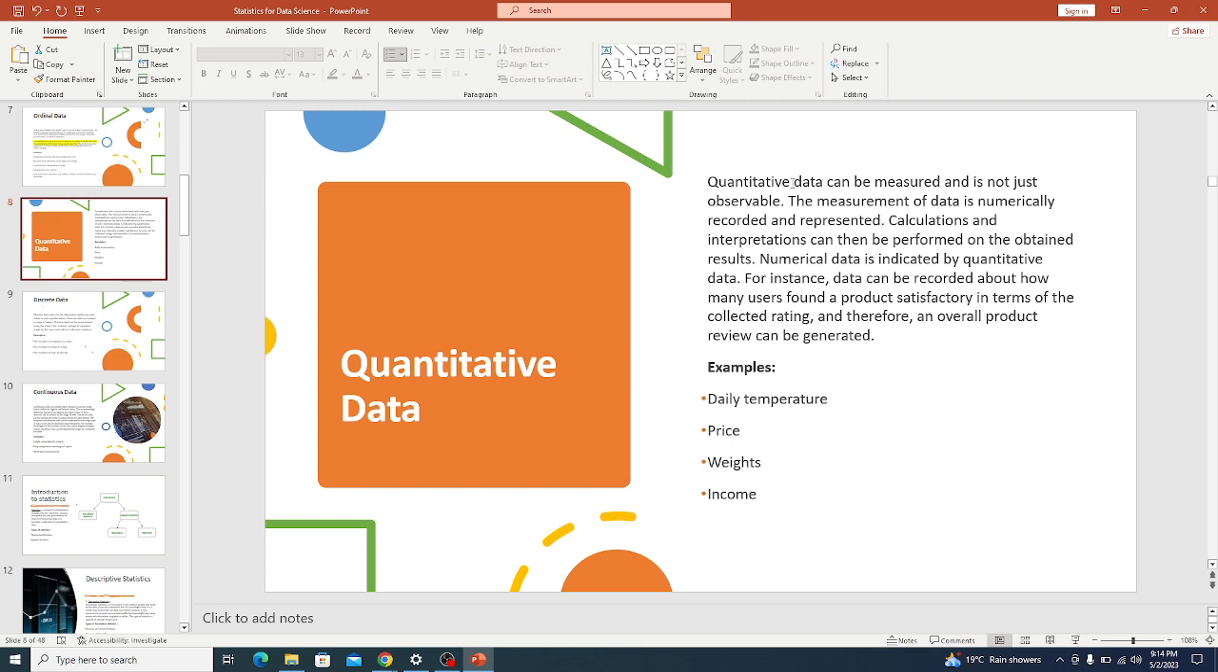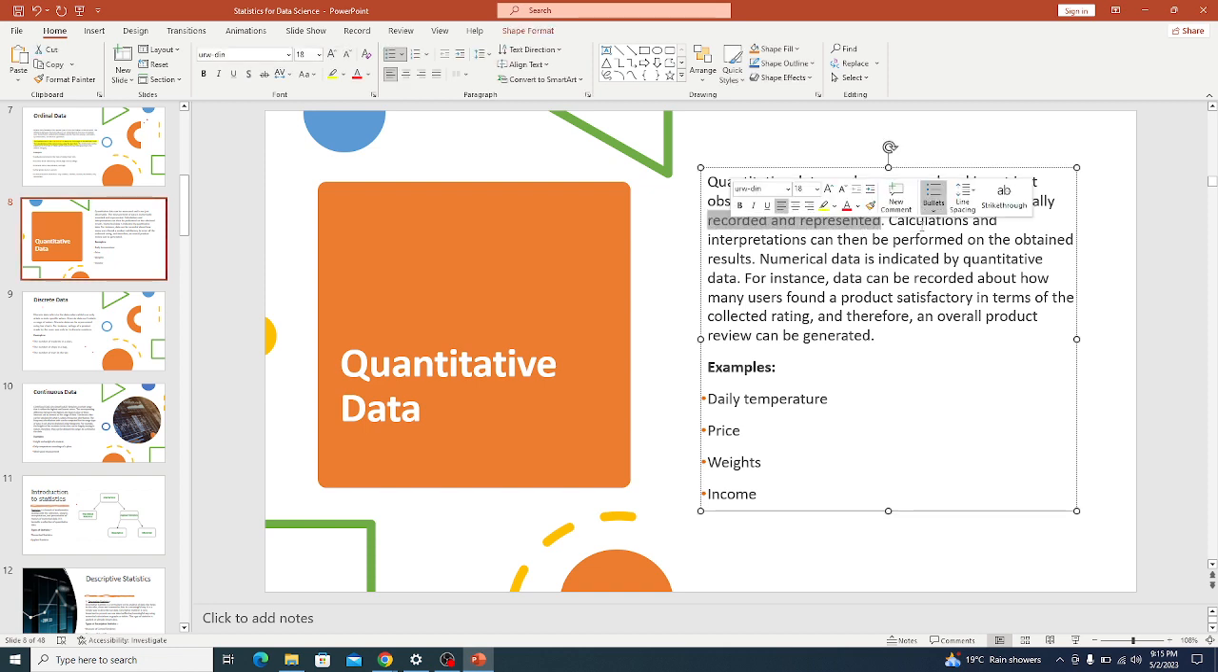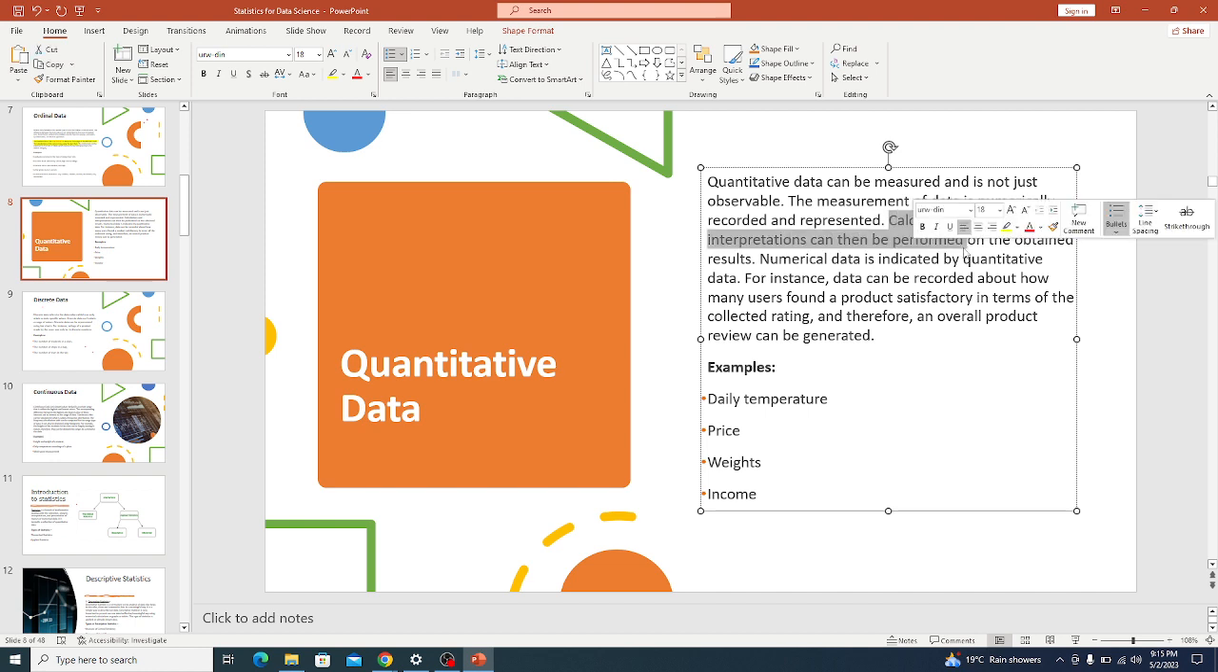So quantitative data can be measured and is not just observable. The measurement of data is numerically recorded and represented. Calculations and interpretations can be performed and results obtained. Remember here you can do calculations, but for qualitative data, we said no calculations, no computations can be done. And numerical data is indicated by quantitative data.